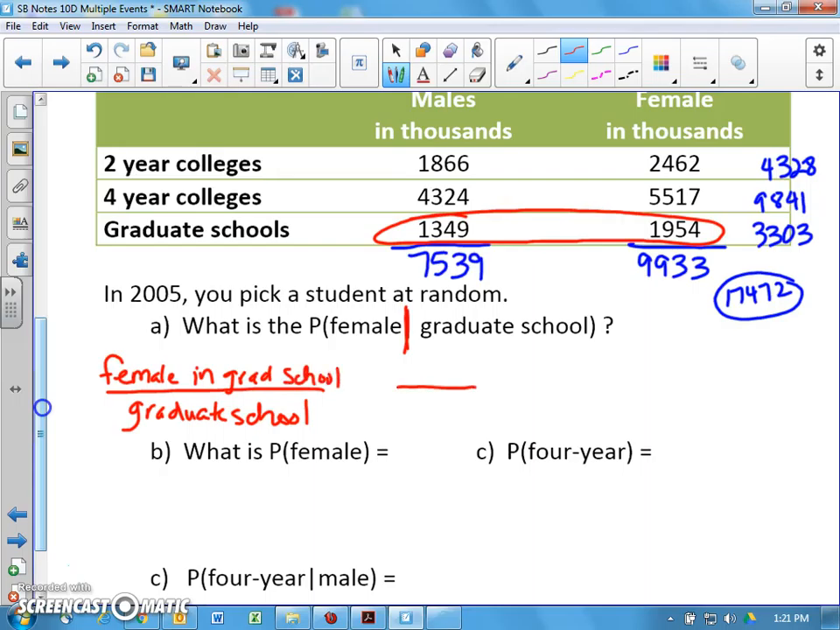So when we go set this up, I look at the total number of students in graduate schools, which is 3,303. And then I look of the ones that I've circled, which ones are female, and that would be 1,954. Divide that out, and we're going to do this in decimal form because these are a little messy. And we get about 0.592 or 59.2%.